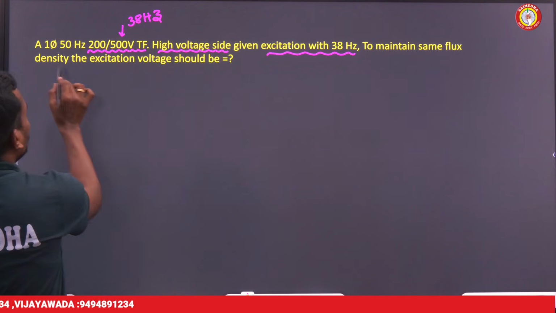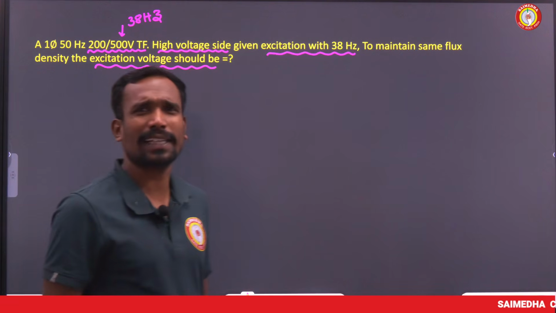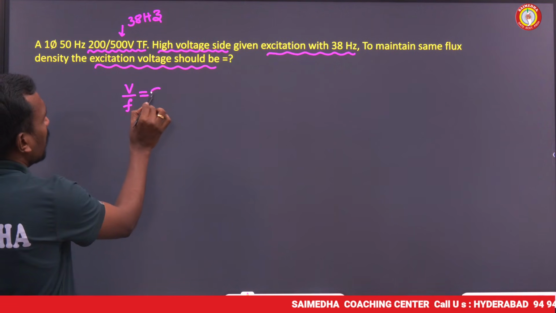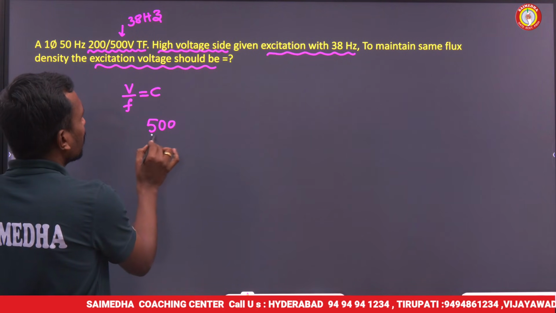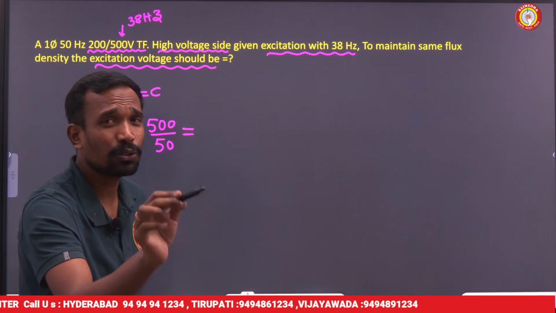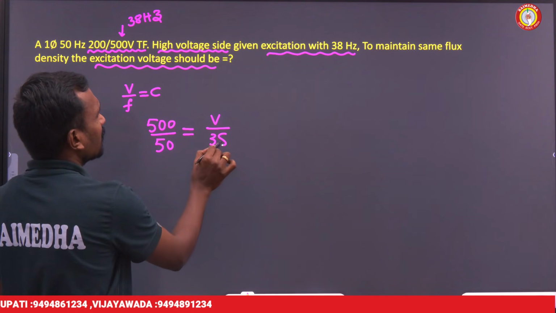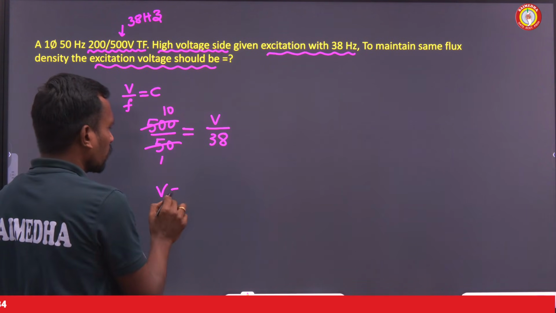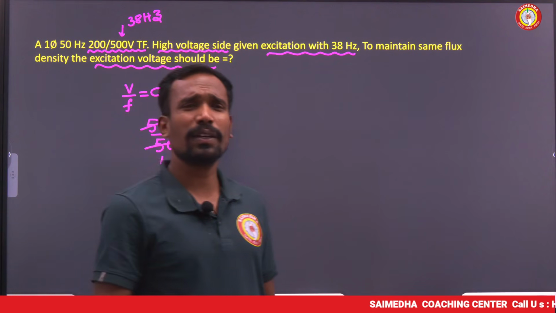To maintain the same flux density, the excitation voltage should be what? They gave the frequency, and now they are asking the voltage. In order to maintain the same flux density, the V by F ratio should be constant. Initially V is 500 and F is 50 Hz, because they gave the high voltage side; we have to consider the high voltage side. Now the frequency is 38 Hz, so this is a very simple answer: V is equal to 380 volts. If V is 380 volts, then V by F is constant.